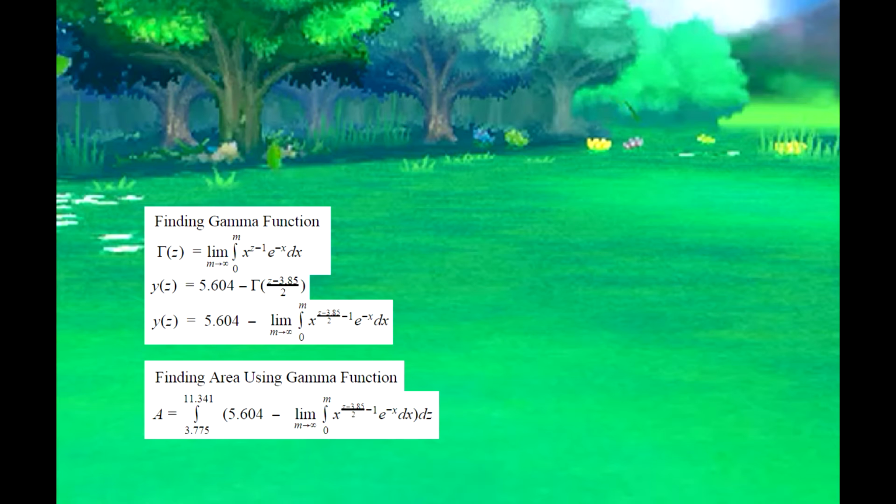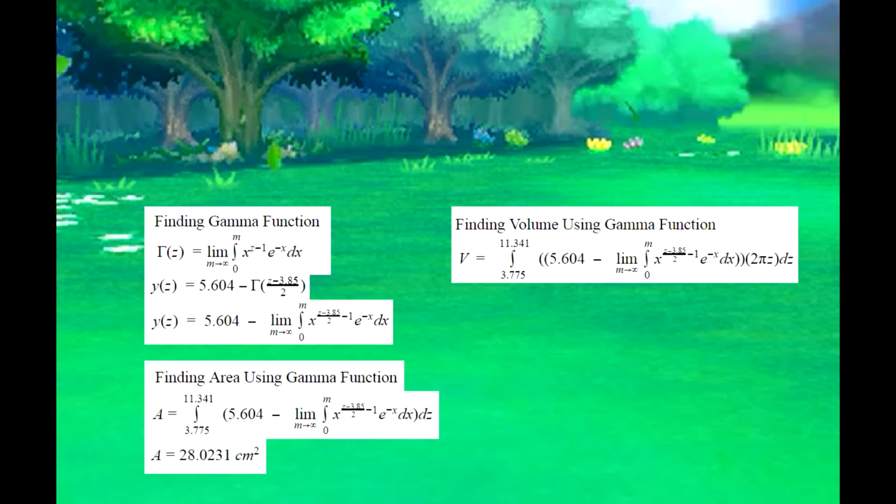What a mouthful. Using a numerical integrator, the area of the Calc cross-section is 28.0231 centimeters squared. Using cylindrical shells, we multiply y of z times 2 pi z integrated from the z-intercepts, and voila! 1,279.19 centimeters cubed.